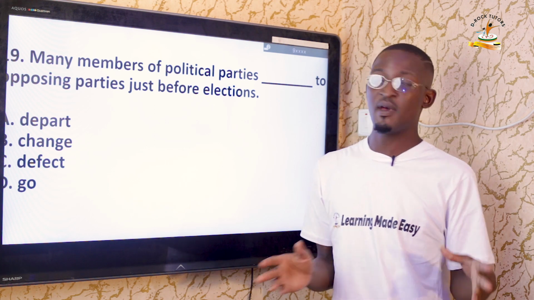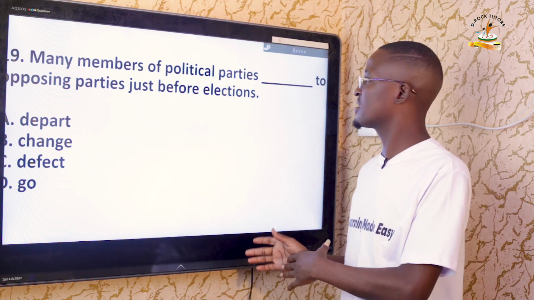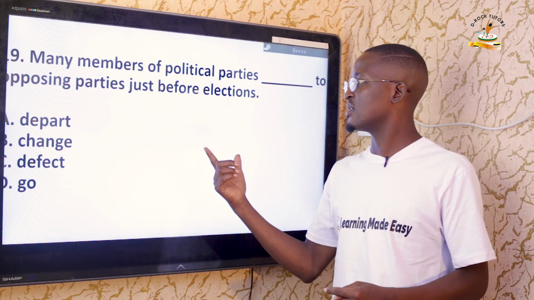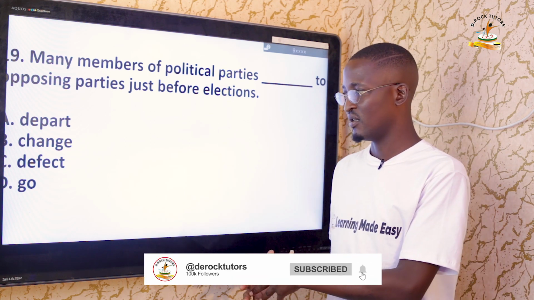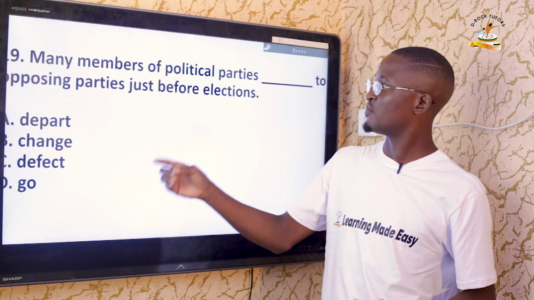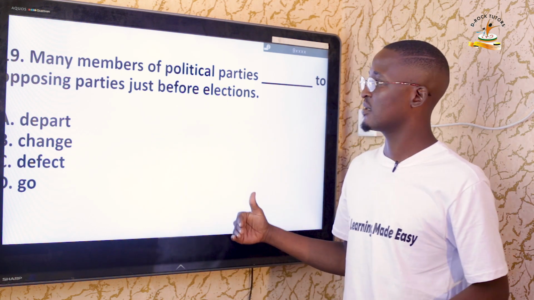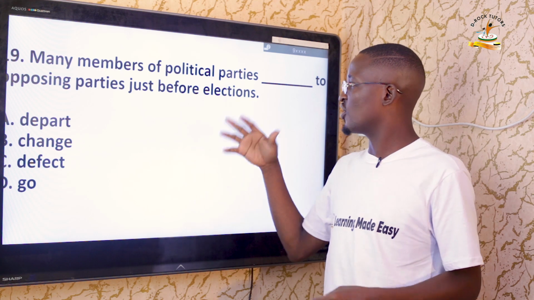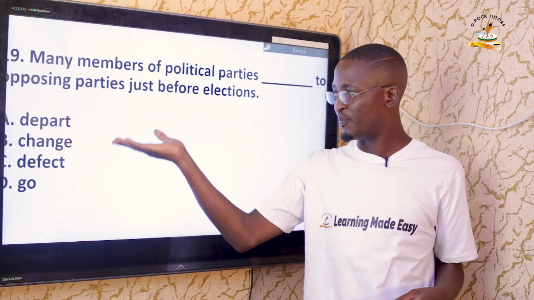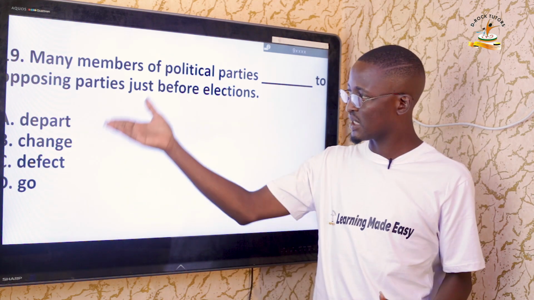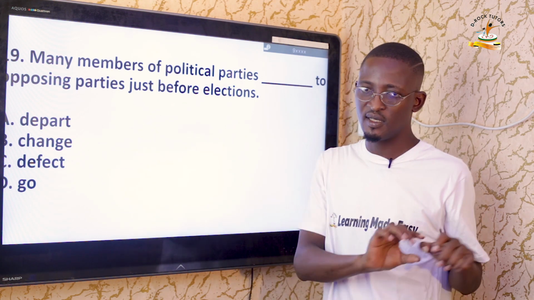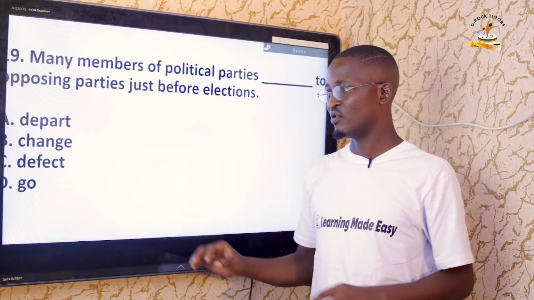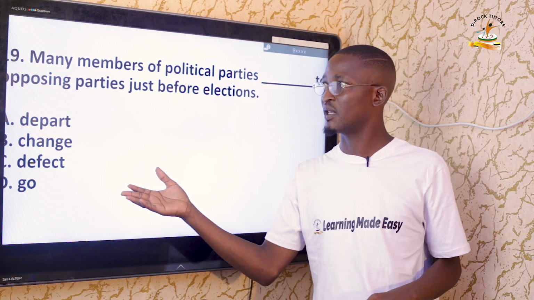19. Many members of the political parties dash to opposing parties just before elections. That is movement from one party to the other. So that is defection. That is, many members of political parties defect to opposing parties just before elections, rather than saying depart, change, or go. Of course, these are syntactically synonymous, but you are talking about political parties jumping from one to the other. You say defection. That is defect, option C.